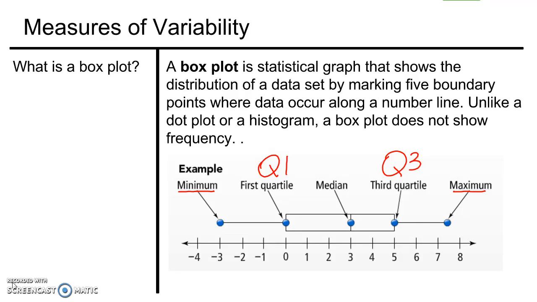Okay, so from looking at a box plot, or sometimes you'll see box and whisker plot, you will see these 5 values by looking at where the points are. So here we see the smallest number is -3. We see that the first quartile is 0, the median is 3, the third quartile is 5, and the maximum is about 7.5.